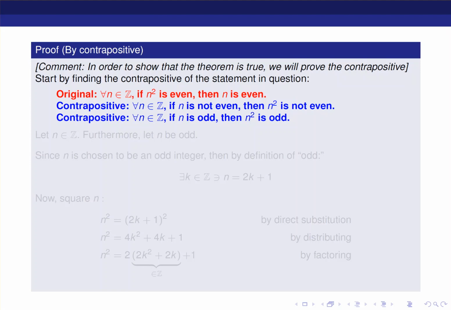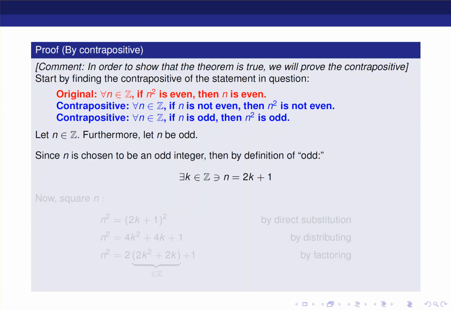And what am I going to do now at this point in time? I'm going to assume that I have an integer, and that integer is odd, to show, as a conclusion, that the square of the integer will be odd as well. So let n be an integer, furthermore let it be odd, just like the theorem wants me to do. And since n is chosen to be an odd integer, then by the definition of odd, I can rewrite it as 2k plus 1, where k is some random integer. So now I could go through the motions and square the n. In other terms, I can square the 2k plus 1, because that's what n is equal to in this case.